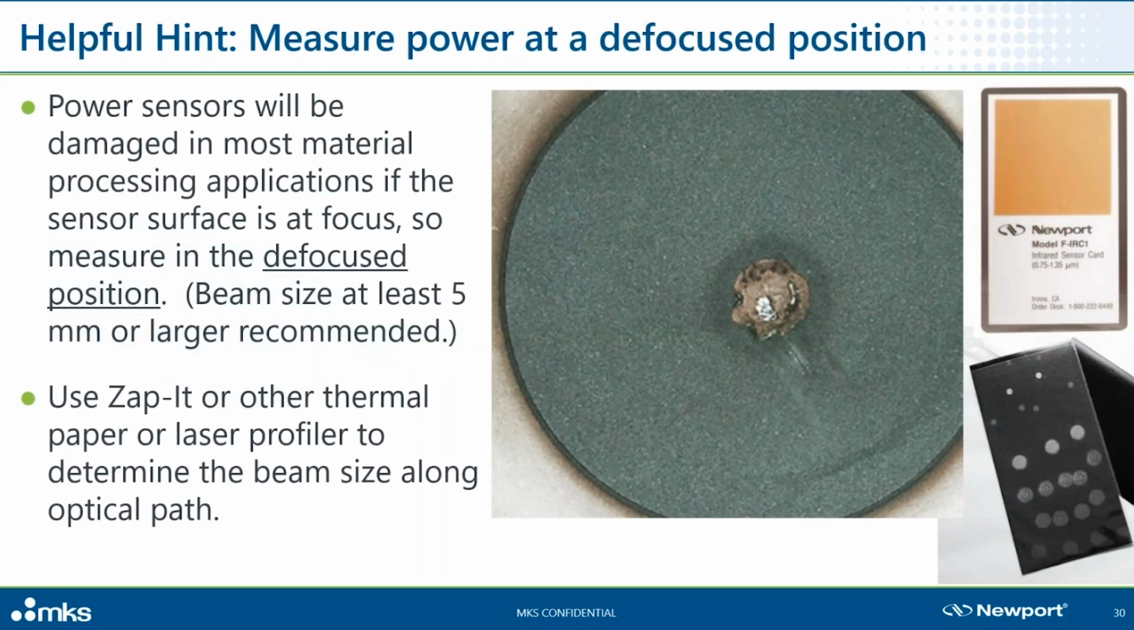Helpful hint, measure power at a defocused position. In most material processing applications, the power is so dense at focus that it will actually burn the sensor. So the recommendation is to defocus the beam by moving it out of focus position to a beam size of usually 5 millimeters or greater. You can use Zap-It paper or thermal paper or a laser beam profiler to determine its size along the optical path.